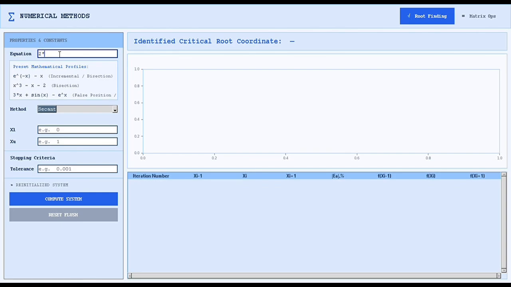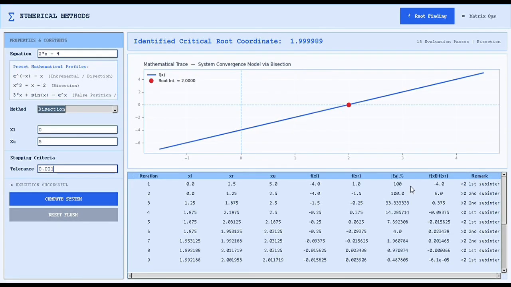Now for the project requirements, for a linear equation, I use 2 times x minus 4, with xl equals 0, xu equals 5, and a tolerance of 0.001. The program converges to a root of 1.999989, which is essentially 2.0, in 18 iterations. This confirms that the program handles linear equations accurately, converging very close to the exact answer within our set tolerance.